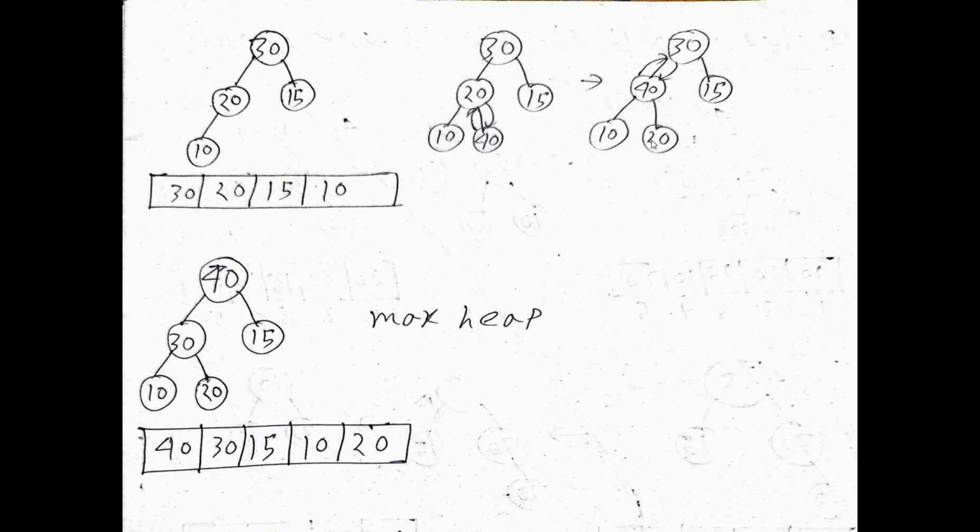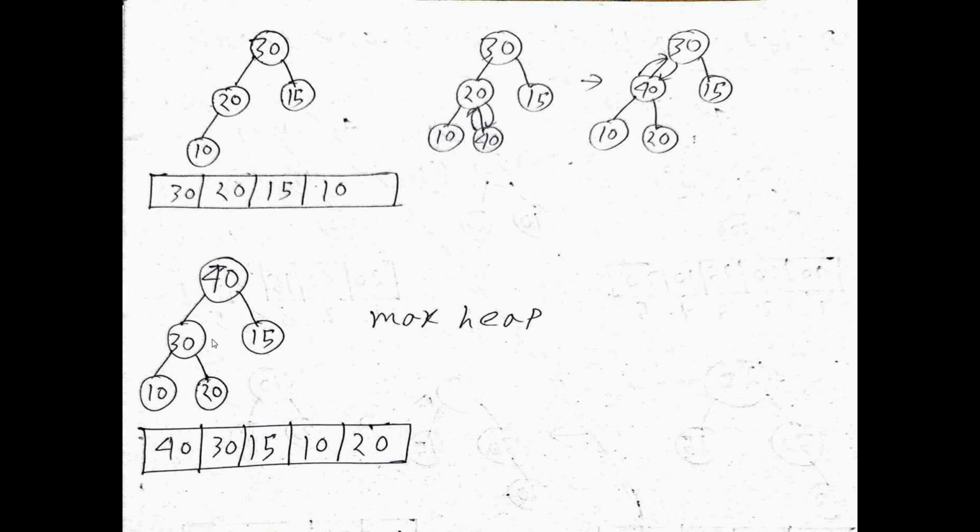Now again we check, is it a max heap or not? Now we check. If we compare 30 with its left child and right child, we find no, it violates the property of the max heap. How? 30 is smaller than 40. That means the child is greater than the root. It violates the property. Now what do we do? Again adjust the elements. Exchange 40 and 30. 40 goes here, 30 goes there.